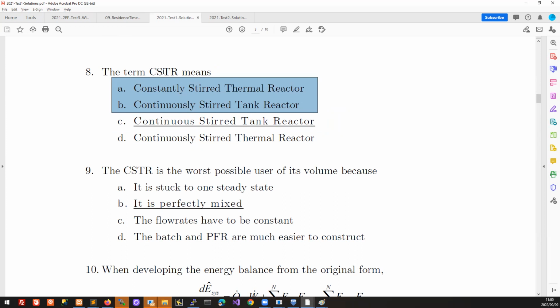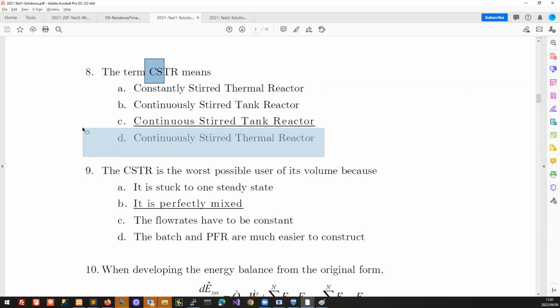Continuous stirred. The continuous part here means the flow is continuous. So the C in CSTR means that we have a constant flow through that CSTR. These first two talk about the stirring constantly, but this doesn't mean it's constantly stirred. It means it's a continuous reactor. It always has flow through it. It's not necessarily steady flow either. It could be unsteady, but the point is it's continuous. You are always feeding and withdrawing from that reactor.